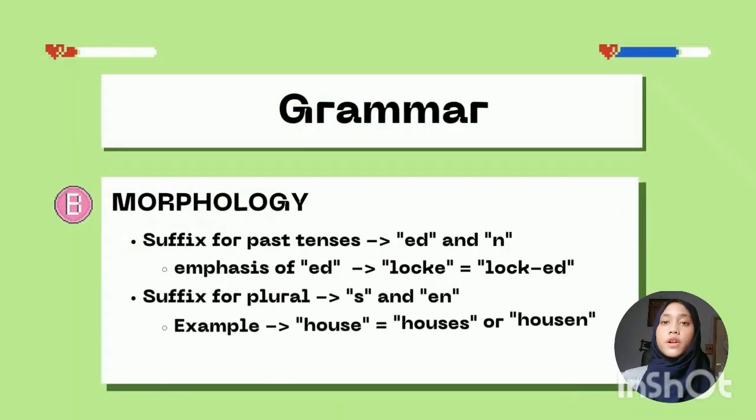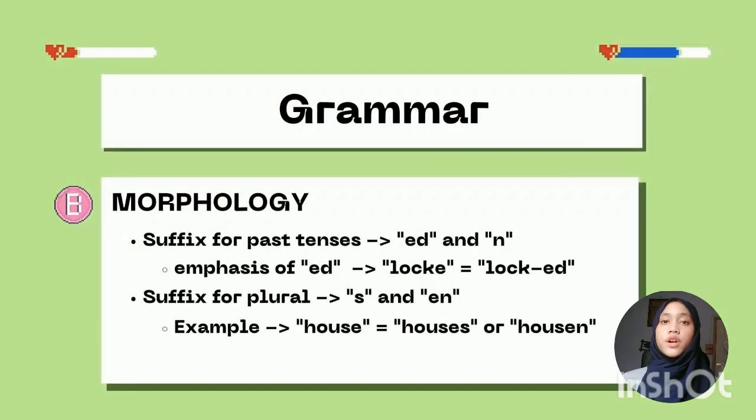In terms of morphology, past tenses in the Elizabethan era were similar to modern English, as the suffix ed or en are used to represent the past, only that the pronunciation of words with suffix ed would be said with emphasis of the ed. Thus, for example, locked would be said as lock-ed. Other than tenses, plurals of nouns like modern English were represented with the suffix of s as well as en. Therefore, words such as house would be pronounced as houses or housen in plural form.